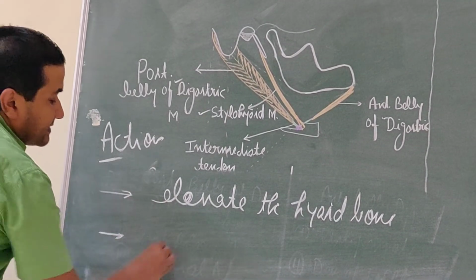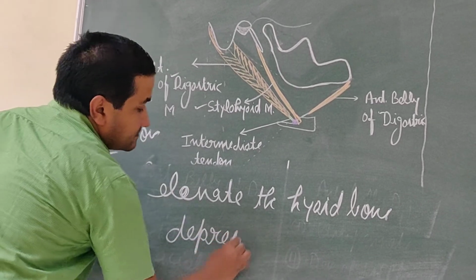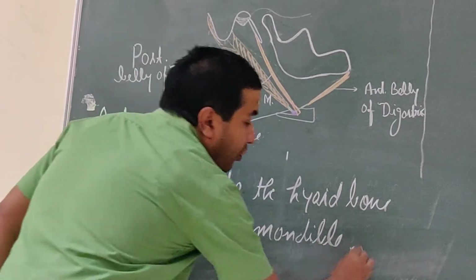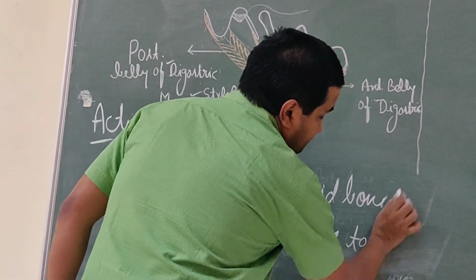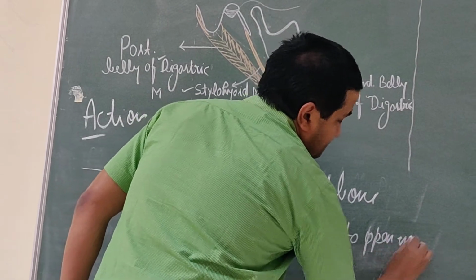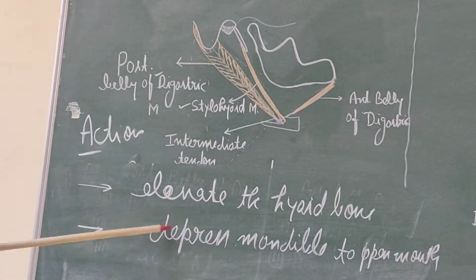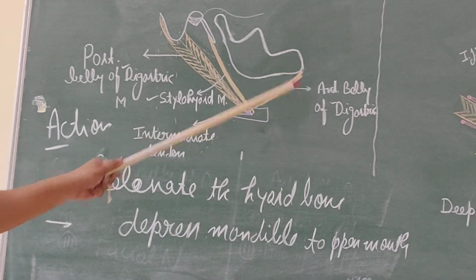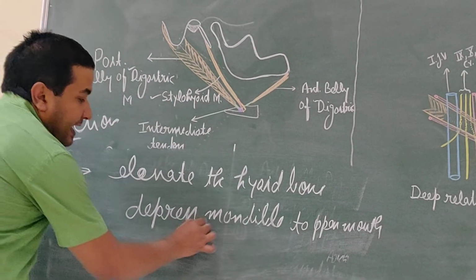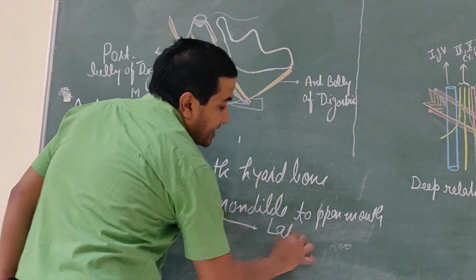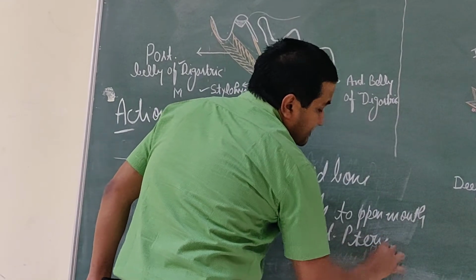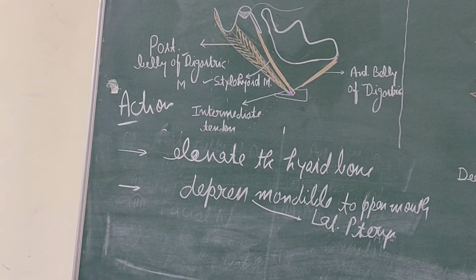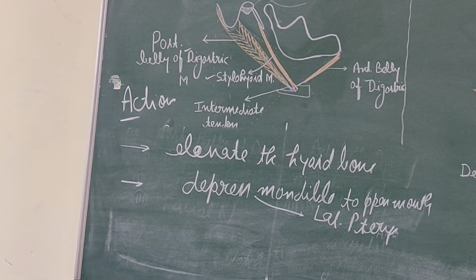And these muscles depress the mandible to open the mouth. Digastric muscles depress the mandible against resistance to open the mouth, and so it helps the lateral pterygoid muscle. It assists the lateral pterygoid muscles to open the mouth against resistance by depressing the mandible.